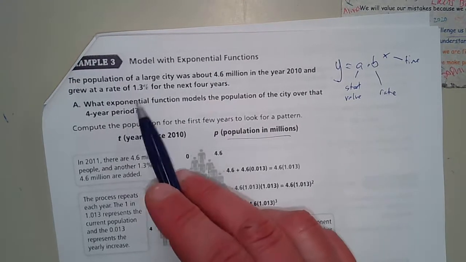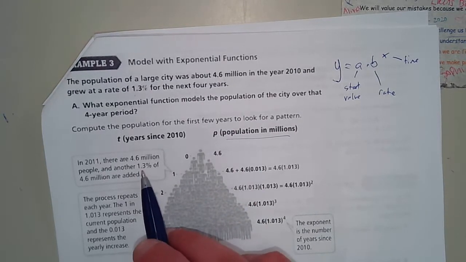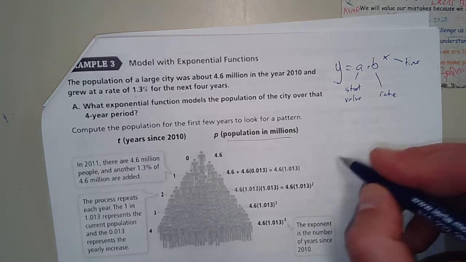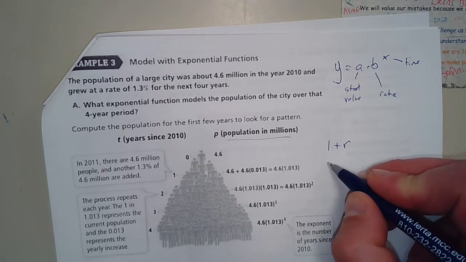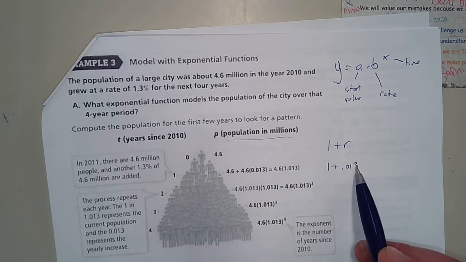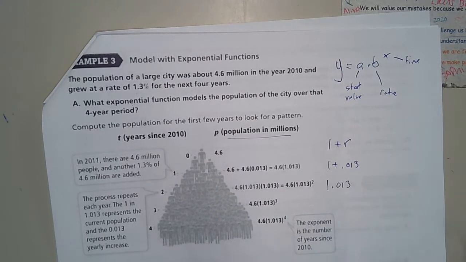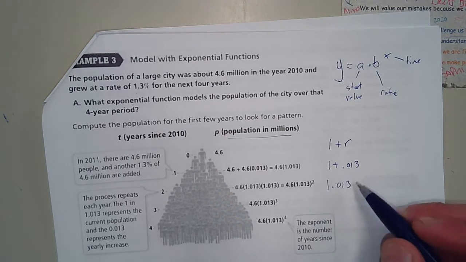Our rate, it's going up by 1.3%. Now, 1.3%, you'll notice, gets rewritten as 1.013. The rationale there is you want to write it as 1 plus the rate. And the rate is 0.013 when you convert the percentage to a decimal. The reason you do this is that now when you multiply this number, it's going to be an increase.